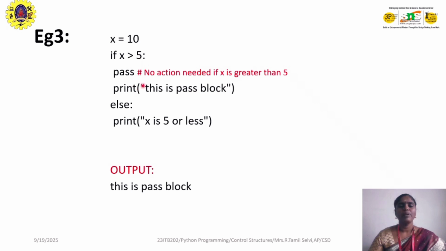Consider this example which illustrates the usage of the pass statement. Here we assign the x value as 10. If the x value is greater than 5, we are just passing the statement, and we print this for our purpose: this is pass block, using the print function. Simply, the pass statement means no action needed if x is greater than 5. If the x value is 5 or less, you will get the output x is 5 or less. In this program, we are assigning the x value as 10, so no action is needed since x is greater than 5, and we will get the output this is pass block.